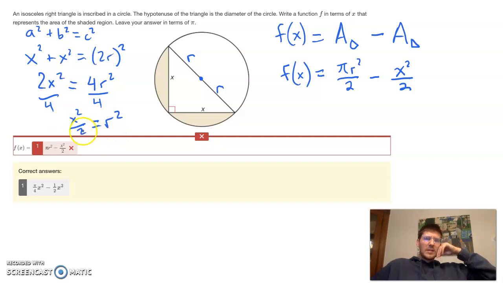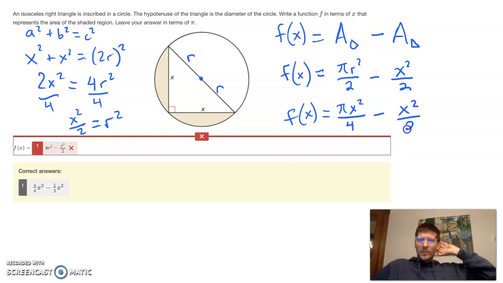So I could plug this in for r squared there to make it all in terms of x. So my f of x would be pi times x squared over 2, which would be x squared over 4, right? Dividing by 2, or multiplying by the reciprocal, you could think of it as just multiplying by another 1/2, minus an x squared over 2. So this, regardless of whatever x is, would give us the area of this shaded region, because this would be the area of the semicircle in terms of x.